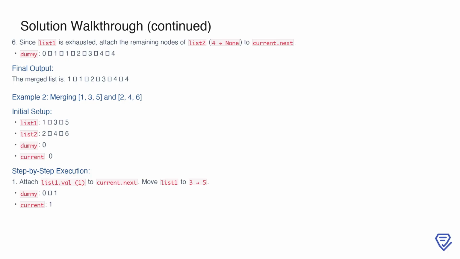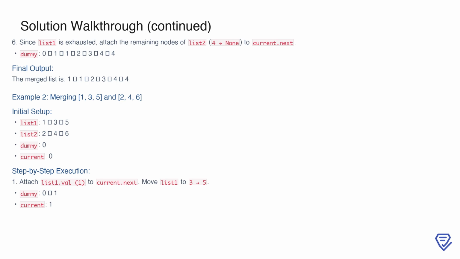Now, let's move to another example. Here, list 1 contains 1, 3, and 5, while list 2 contains 2, 4, and 6. As before, we create a dummy node with a value of 0 and initialize current to point to it. We start by comparing the values at the heads of both lists.